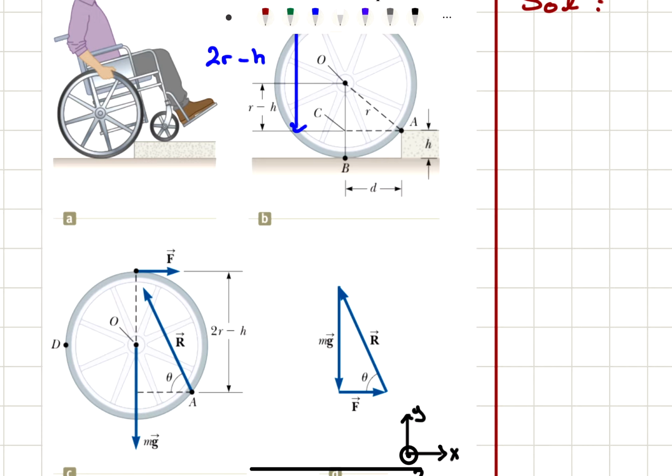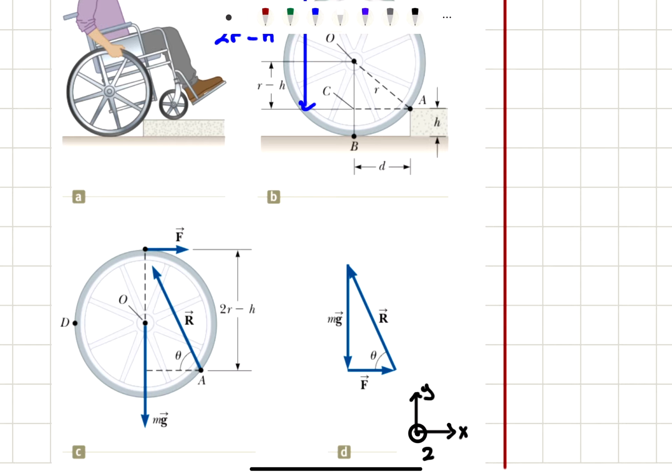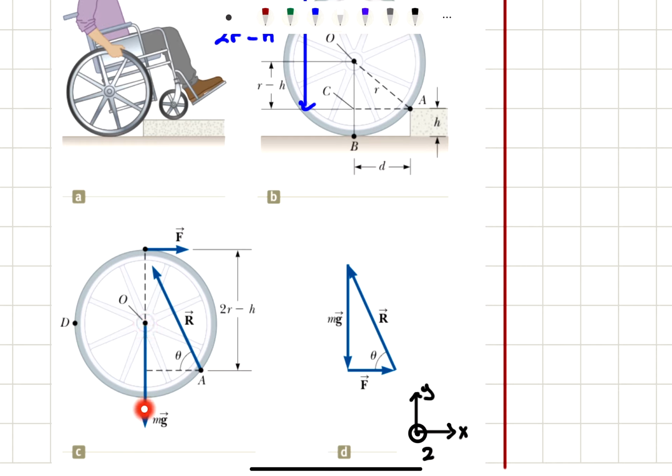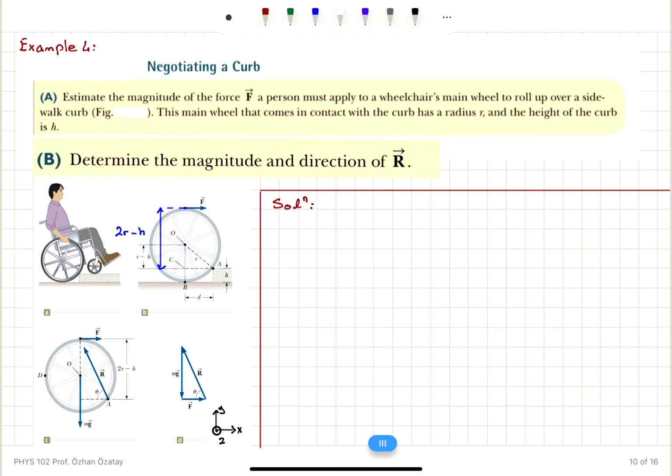Now, as for the forces acting on this wheel, we have F, the force being applied by the person. It's a uniform wheel, we assume, so we have the center of gravity right in the middle and mg pointing down, and then we have a contact force between the curb and the wheel that is, let's say, at an angle theta with respect to the horizontal. We call that R. So these are the three forces acting on the wheel.